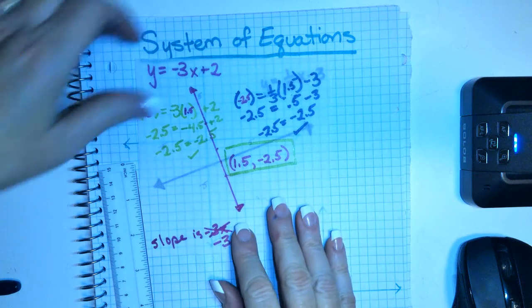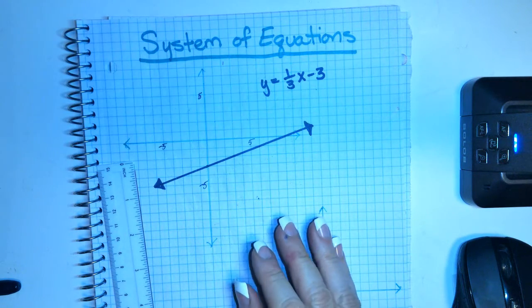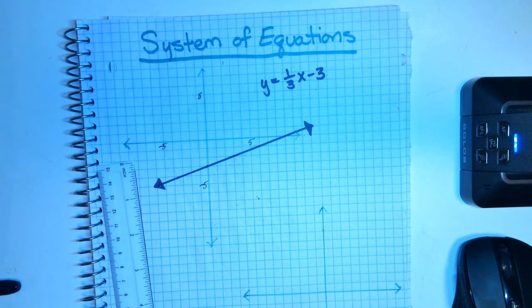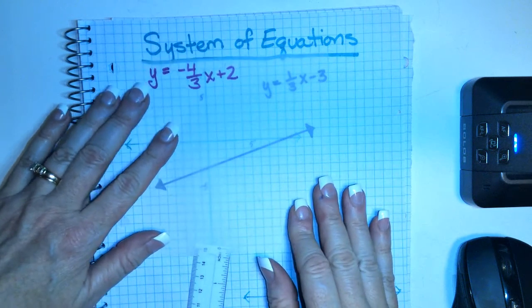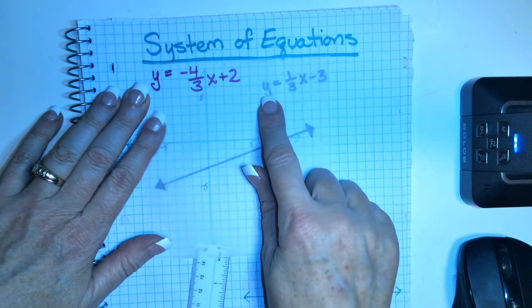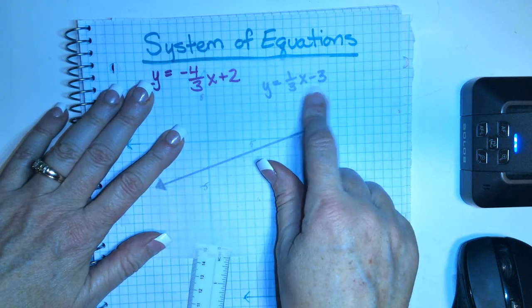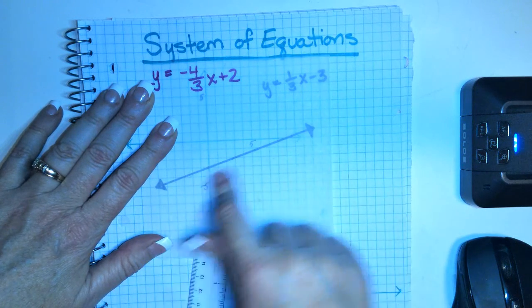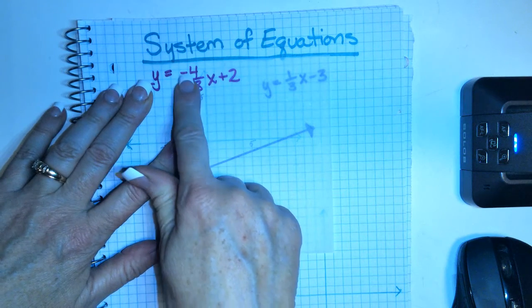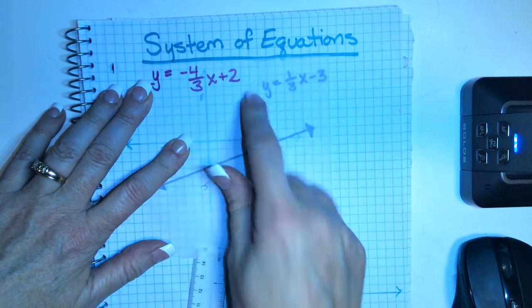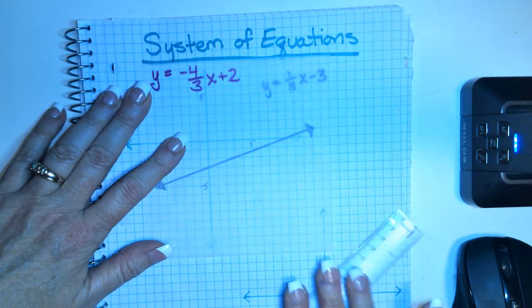Let's do one more example. For this example, again, I have y equals 1/3 x minus 3. That's this dark line here. And I'm going to compare it to y equals negative 4/3 x plus 2. So let's look at where that is.